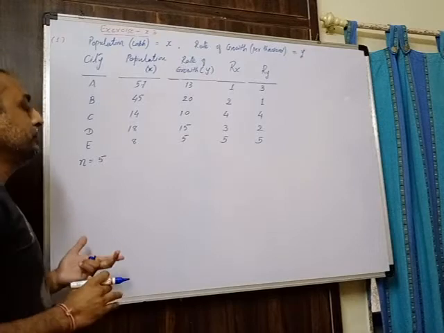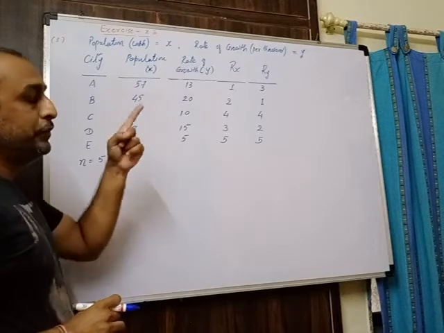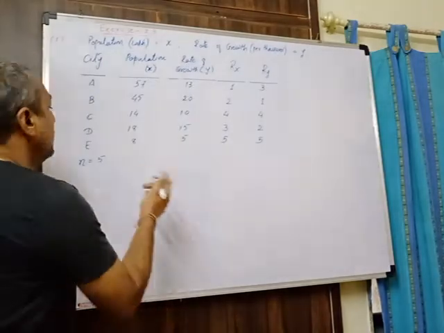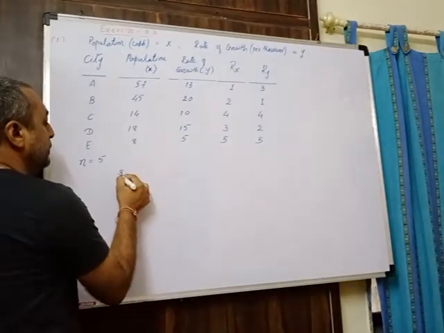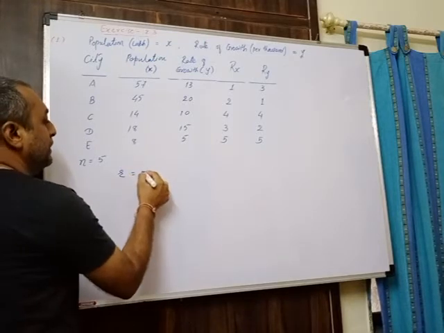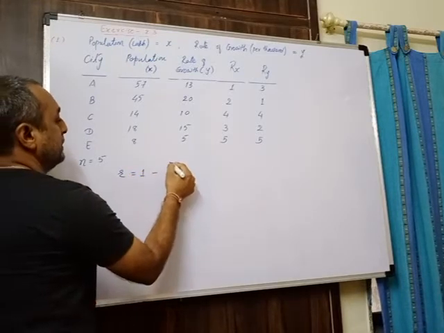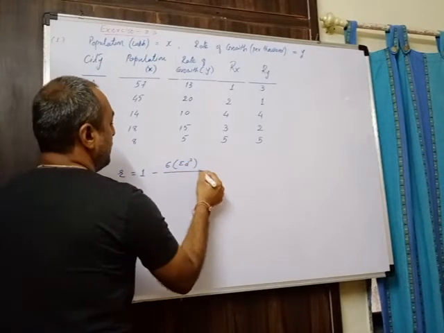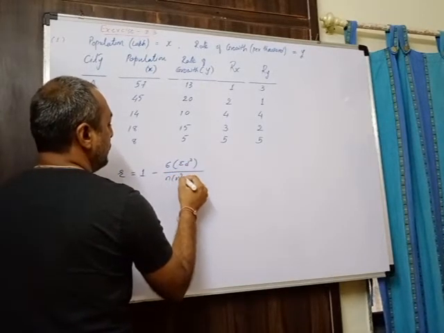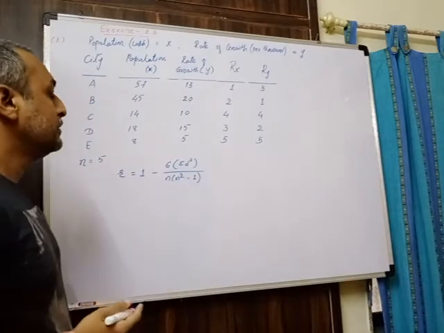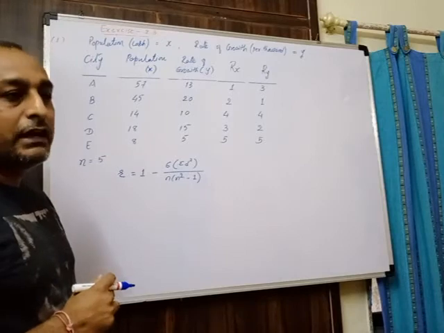Now according to the formula, first you have to find the difference and then its square. You can write the formula first so you know what is required. R is equal to 1 minus 6 sum of d square divided by n into n square minus 1. This is your formula. So we require d and its square total.